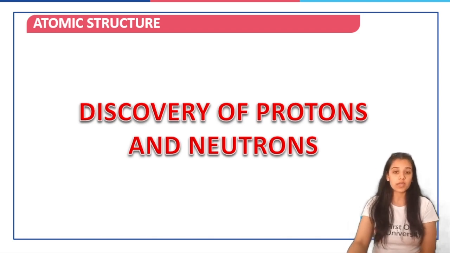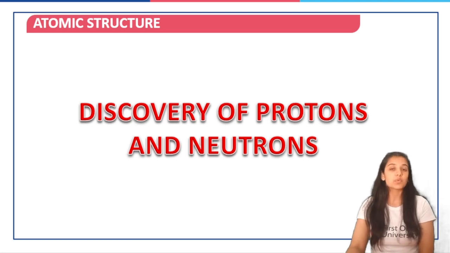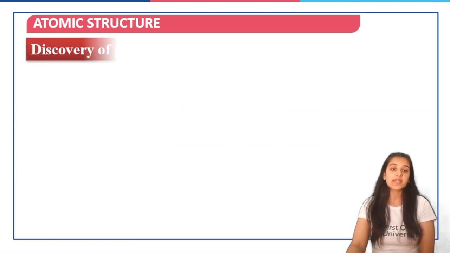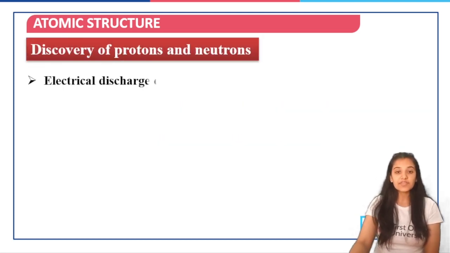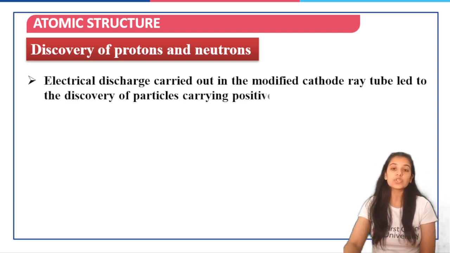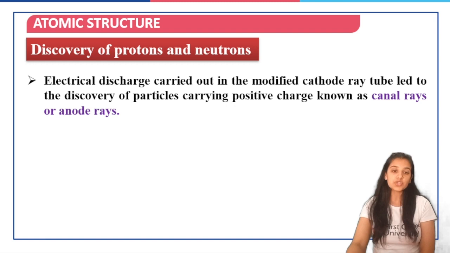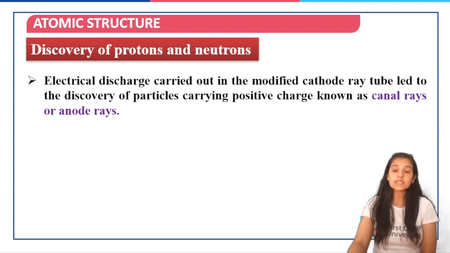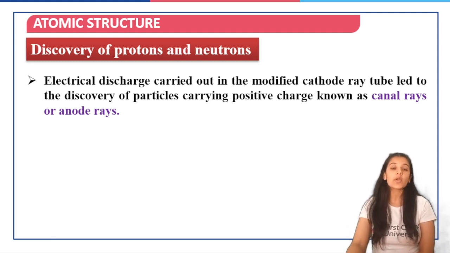Next, we will be talking about the discovery of protons and neutrons. In the discovery of protons and neutrons, the electrical discharge carried out in the modified cathode ray tube led to the discovery of particles which were carrying positive charge, and these were known as canal rays or anode rays.